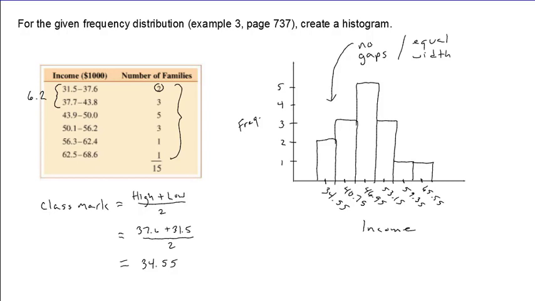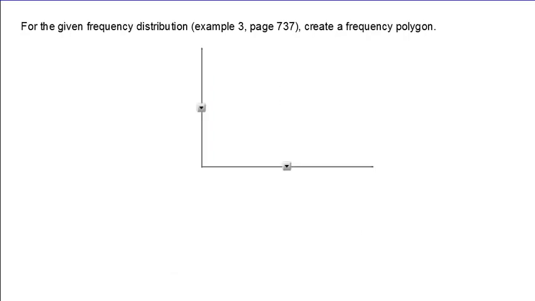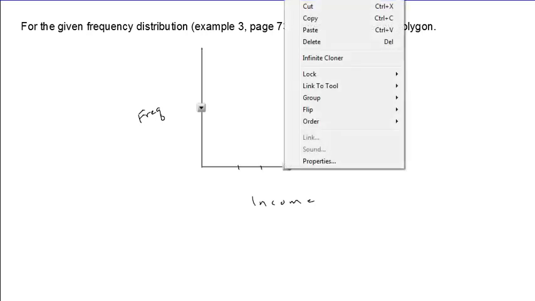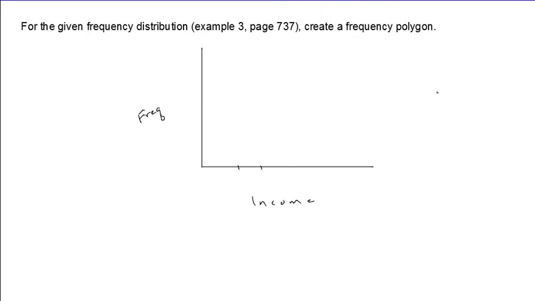And so I'm just going to try my best to remember, once you have your x and your y axis labeled, when you go to do a frequency polygon, your income is going to be right here. Your frequency is going to be right here. Sorry about those arrows on there. I'm not sure why the computer left those on, but, oh, there they go. They're gone.